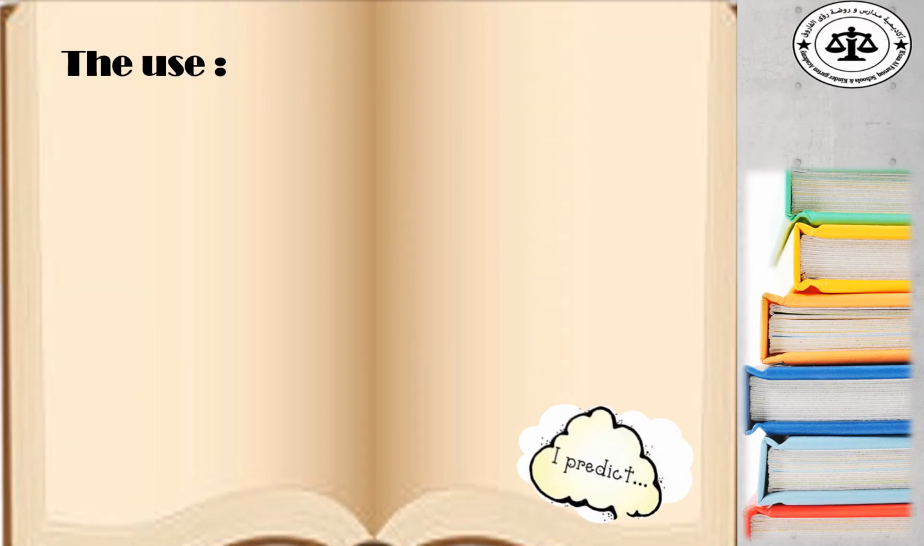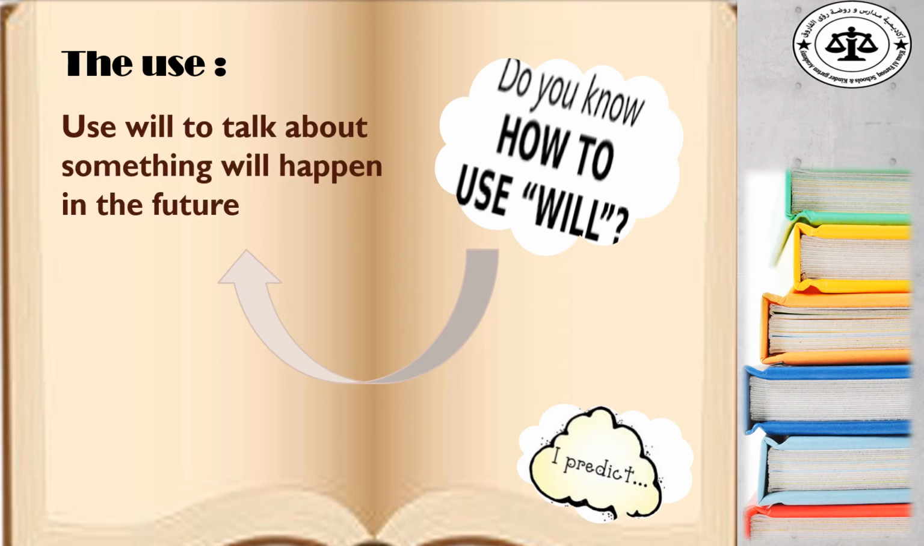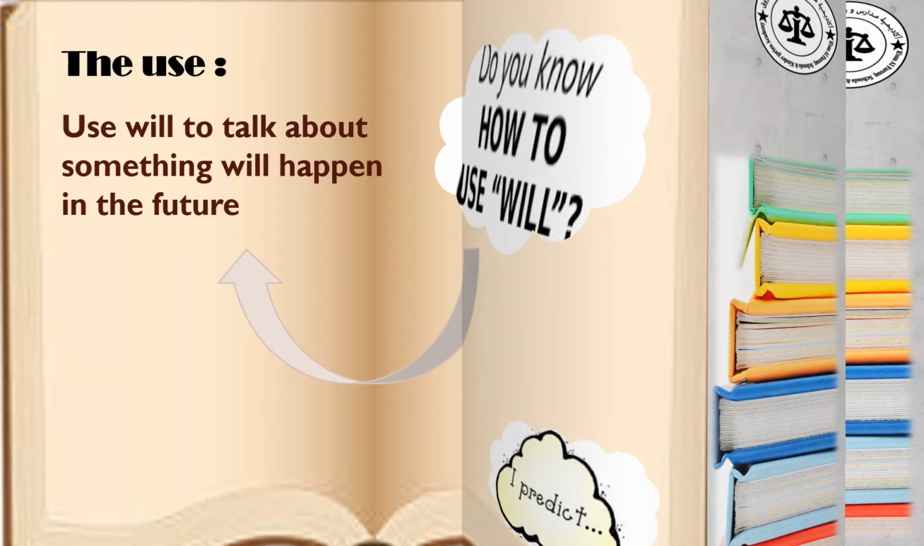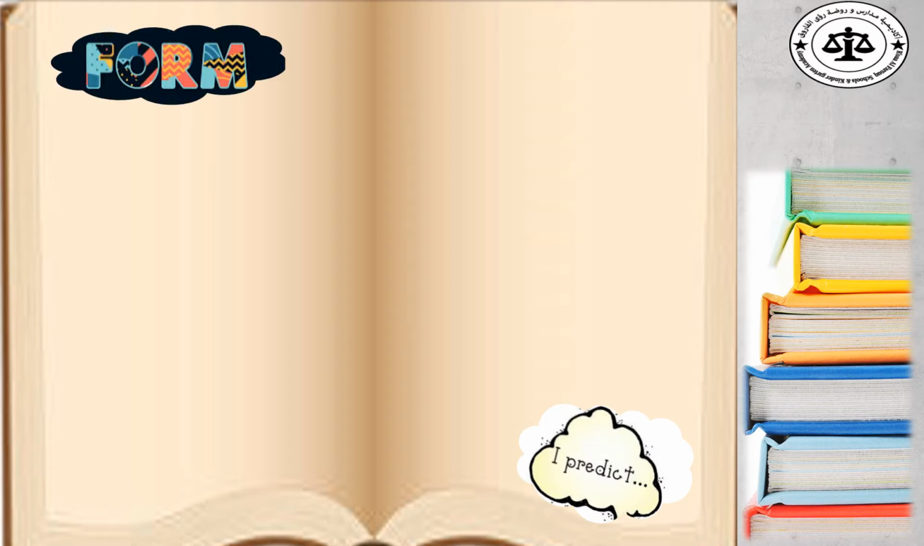Okay, now how do we use will? We use will if we want to talk about something that will happen in the future. Maybe I can make a prediction, or something that actually will happen in the future. So in this situation, we use will. Let's start with the forms of will.